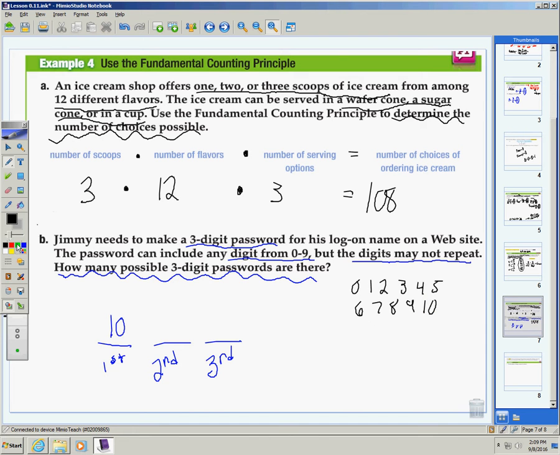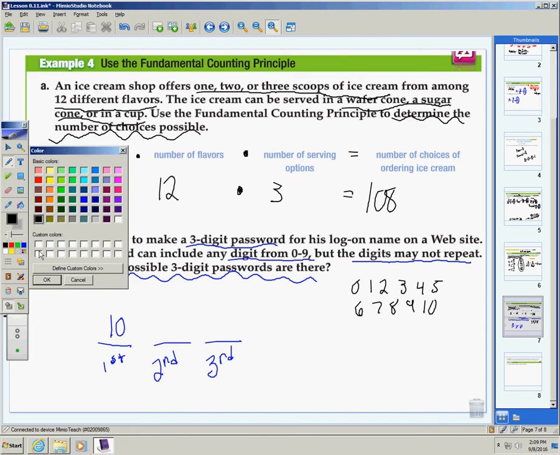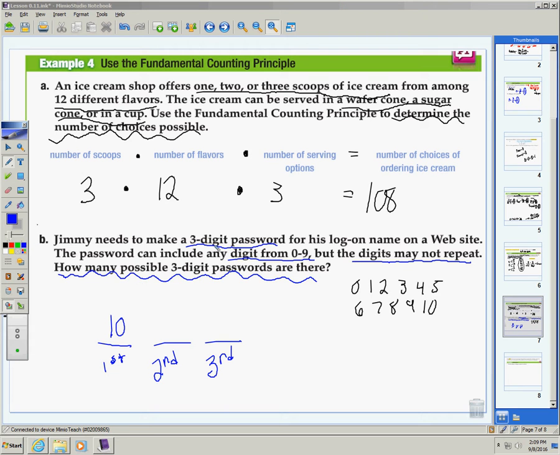Let's say I chose 3 for my first number. Can't repeat, so I can't use 3 again. That means how many options do I have for the second digit? Well, 1, 2, 3, 4, 5, 6, 7, 8, 9. I have 9 options for the second one because I've used one up. So let's say I use 6 as my second number. Well, now there's only 8 numbers left because they can't repeat. So I've got 8 options for my third one.